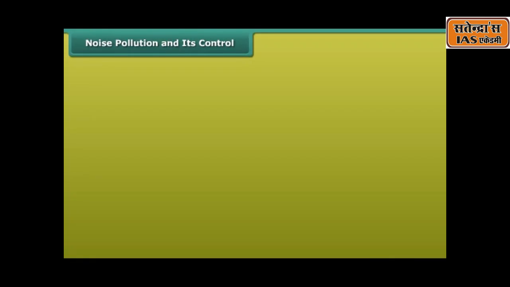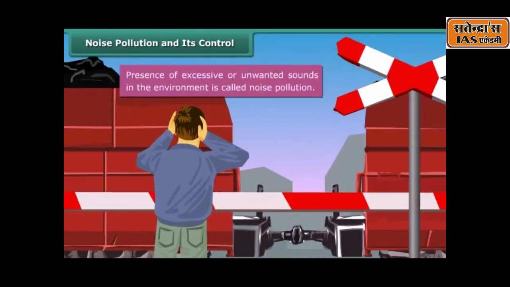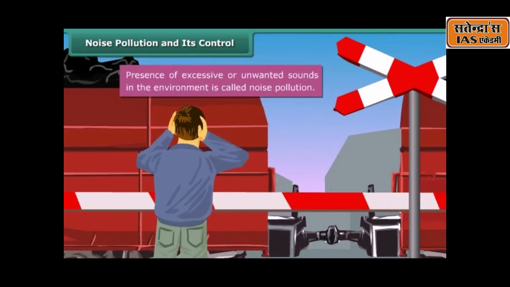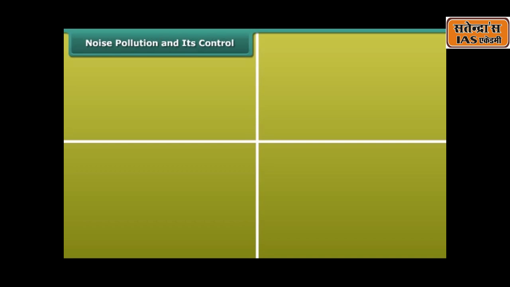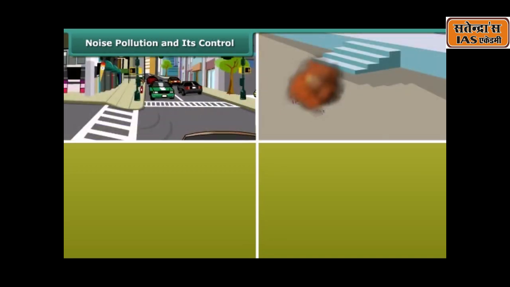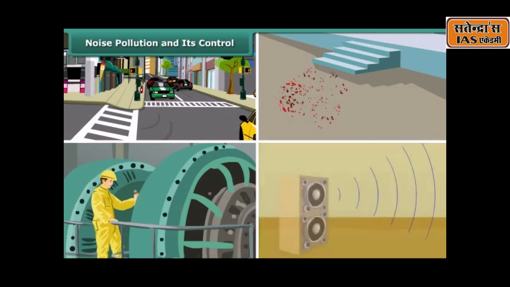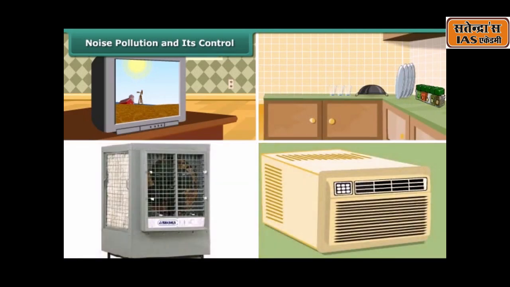Noise pollution and its control. Presence of excessive or unwanted sounds in the environment is called noise pollution. The major cause for noise pollution is sounds of vehicles, explosions including bursting of crackers, machines, loudspeakers, etc. Television and transistor radio at high volumes, some kitchen appliances, desert coolers, and air conditioners all contribute to noise pollution.